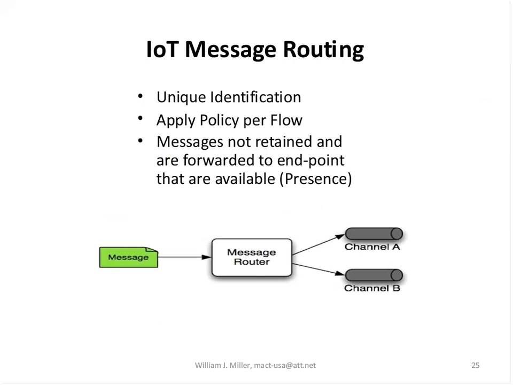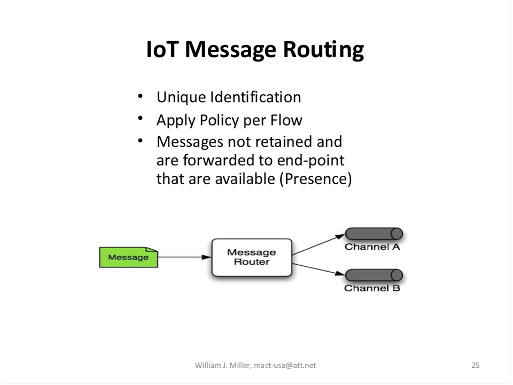Okay, what we have in our message router, because an XMPP server is in fact an applications layer router, is that it's passing messages, basically, and it uses the unique identification that I spoke about earlier, and you can at that point apply policy on the particular flow of information. And of course, the messages themselves are not retained in the XMPP server.